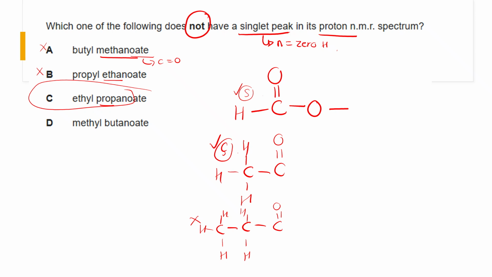But what you could do is draw the other side as well. If you have a methyl on the other side, that's a singlet. Anything more than one carbon on the other side would not give you a singlet. So just make sure you know how to draw your esters.